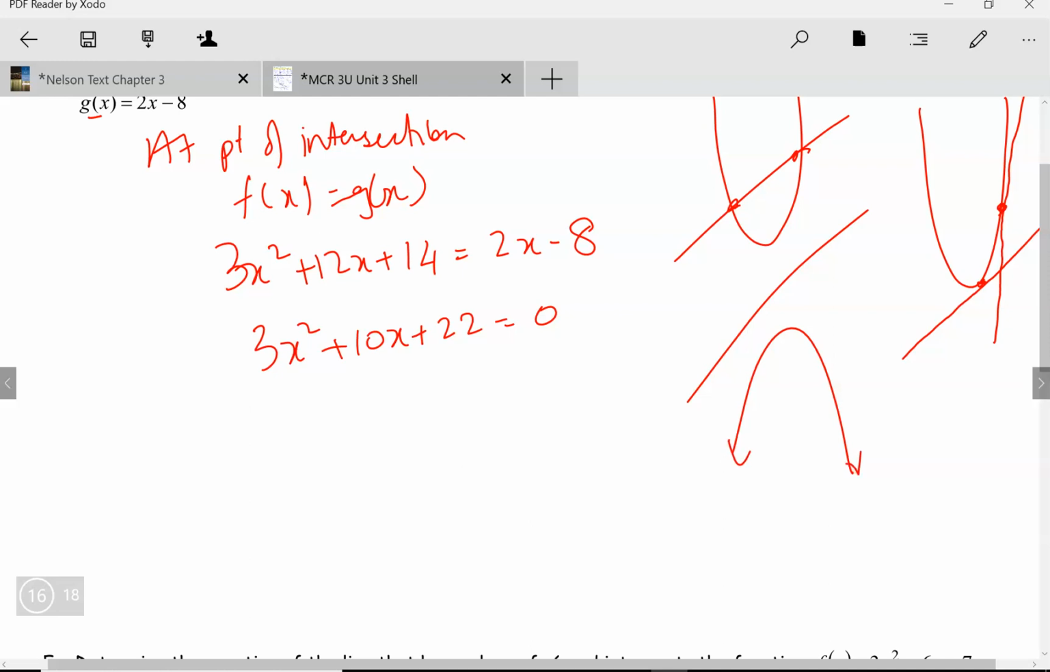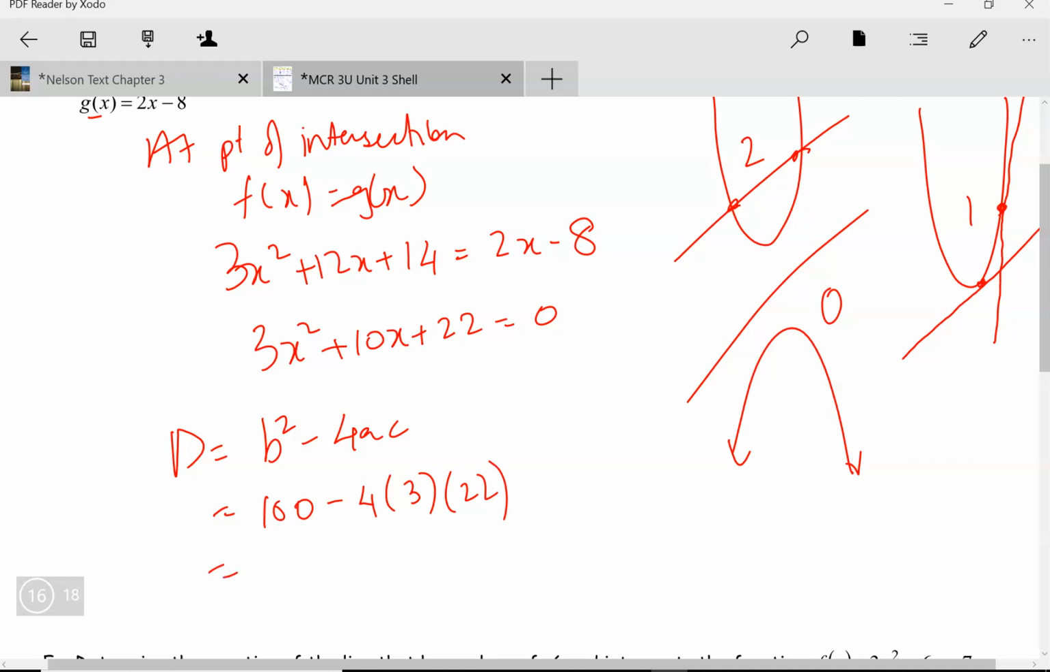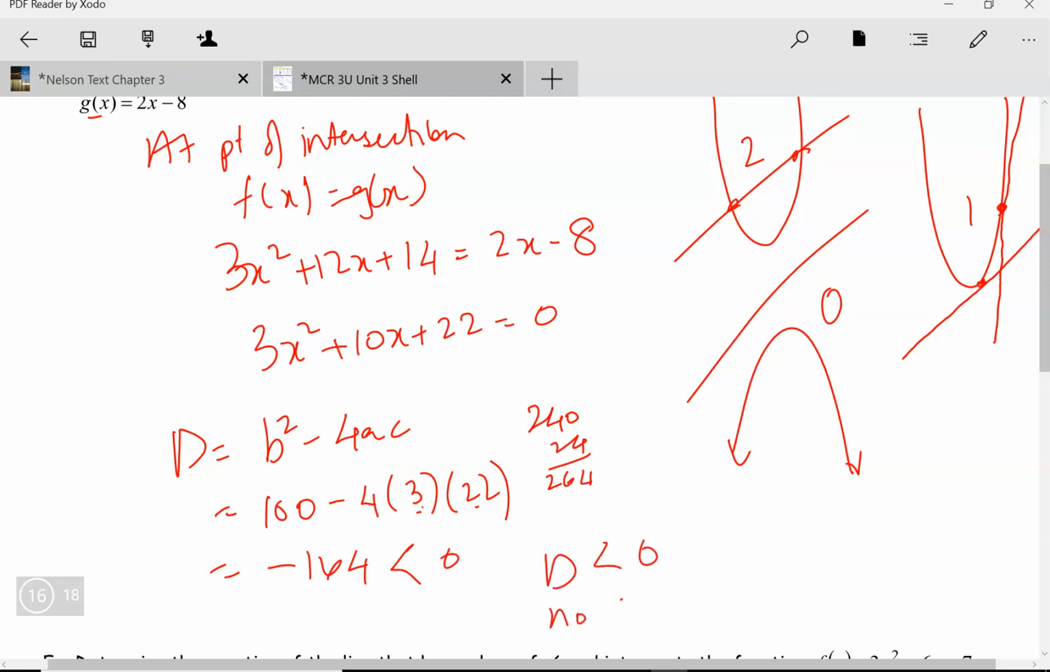As there's 3 cases, there's 3 solutions. You can have either 2 solutions, 1 solution, or 0 solutions. And if that's familiar, that's because we've done this before. If we do our discriminant here, which is b squared minus 4ac, which is 100 minus 4 times 3 times 22, it's less than 0. 88 times 3 is 240 plus 24 is 264, so negative 164, which is less than 0. So since d is less than 0, there's no solutions.